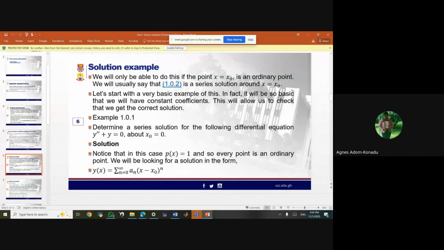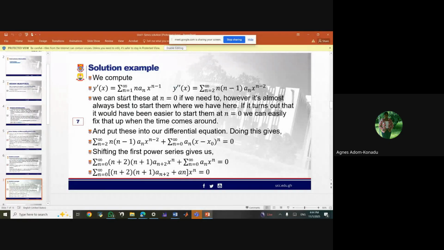Okay, so we are told that x naught is equal to 0. So here this is 0. So the function will be the sum from n equal to 0 to infinity of a sub n times x to the power n. When you find the first derivative, you're going to get this. The second derivative will give you this. Then we can start this at n equal to 0. So here we are starting n from 1. Here we're starting n from 2 because of this.